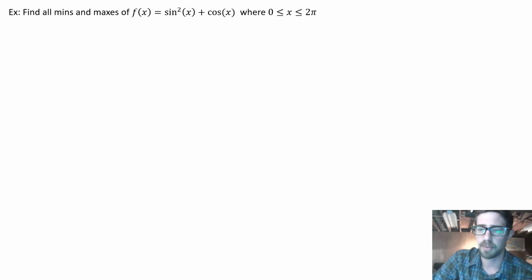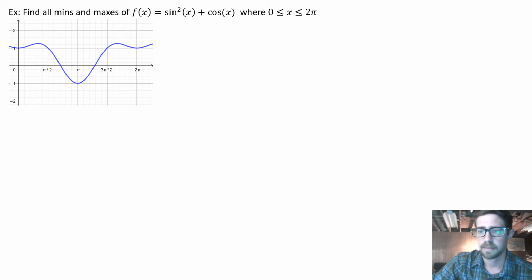Okay, so here's the type of problem we're going to be doing. This is the type of problem we can do now. And this is the kind of thing that's going to be on the next test. So find all mins and maxes of this function, sine squared of x plus cosine of x. And since this is a periodic function, I'm going to say just find it between 0 and 2 pi. So just the ones you can see in front of you. Right, this thing keeps repeating.